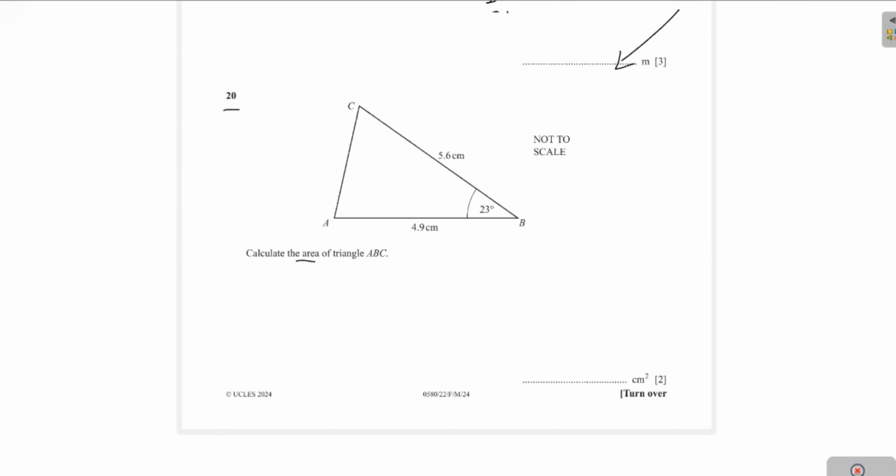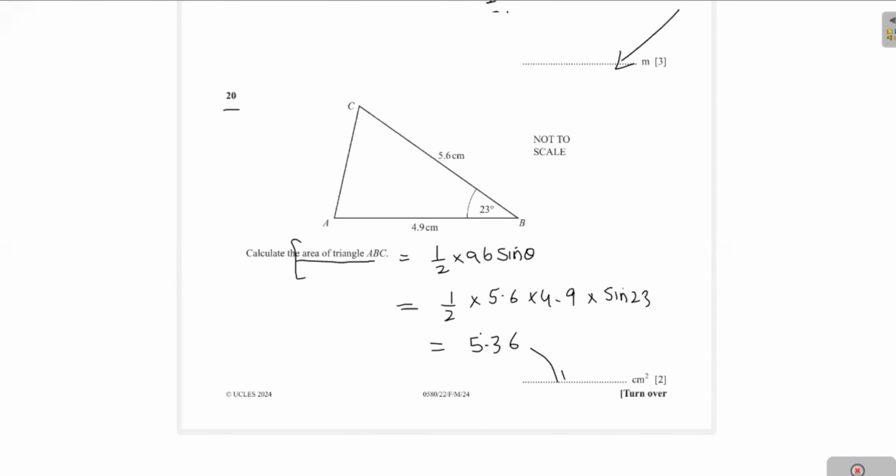Question number 20, calculate the area of the triangle ABC. The area of the triangle ABC will be equal to 1/2 product of the adjacent sides and the sine of the angle between them. This is 1/2 ab sine theta. Now we can write this as 1/2 into 5.6 into 4.9 into sine of 23. This value will be equal to 5.36. And this is the area of the triangle ABC.